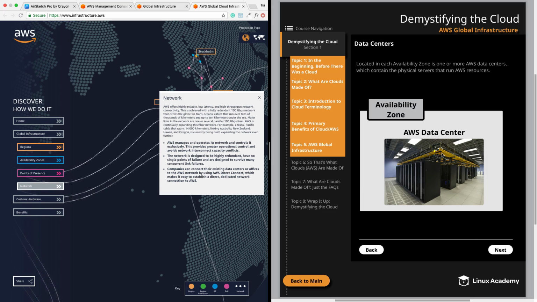So inside of our availability zone, we have one or more data centers. So these data centers are where the resources that we access and use for AWS are actually located. So the physical servers, the storage, the compute, the network gear, all of this equipment is located within AWS data centers. When we create our own virtual resources, they reside in these data centers.